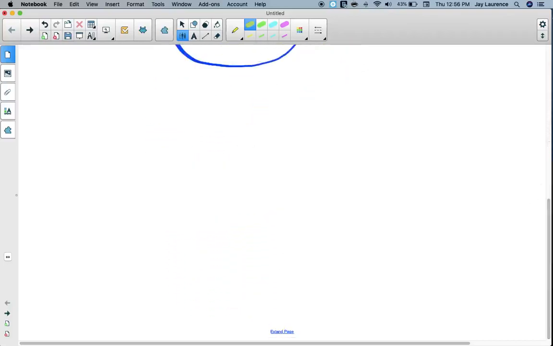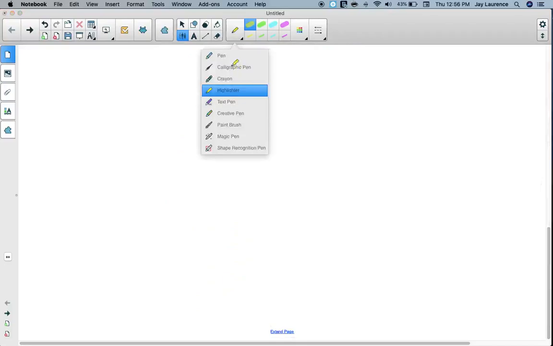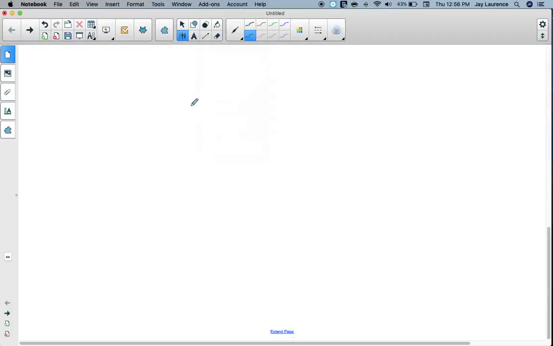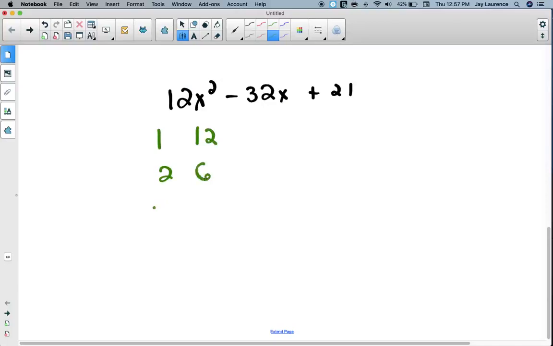All right, let's try another one. Let me get back in pen mode. I've got 12x squared minus 32x plus 21. Step 1, look for a greatest common factor other than 1. Fortunately, I'm not finding one. Step 2, it's a trinomial. It is not a perfect square trinomial, because 12 and 21 aren't perfect squares. Since a is not 1, I'm going to list the factors of 12: 1 and 12, 2 and 6, 3 and 4.